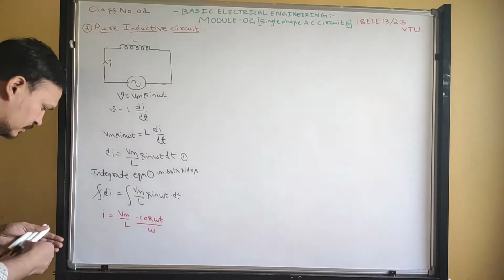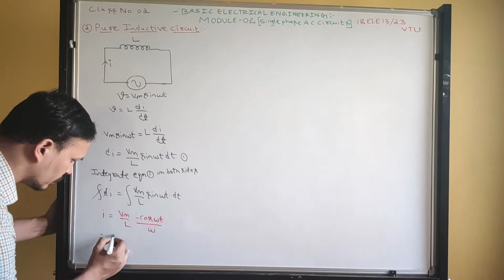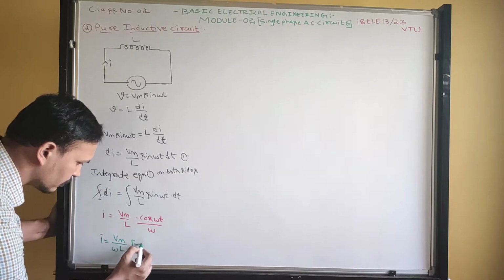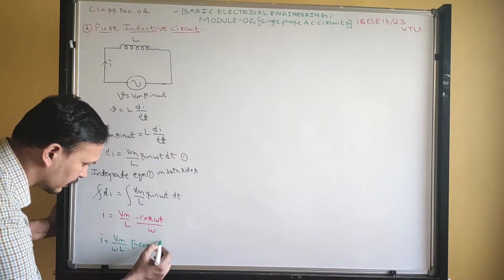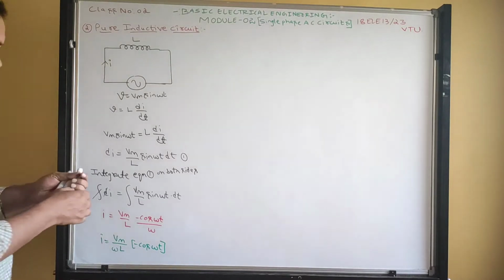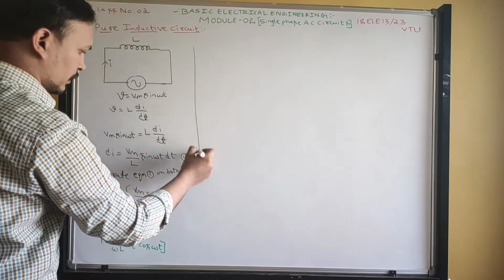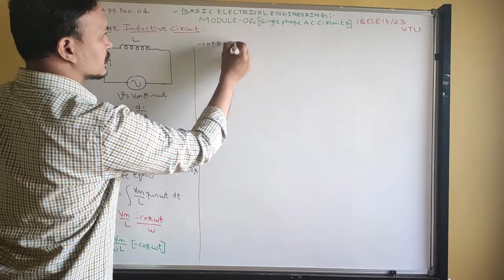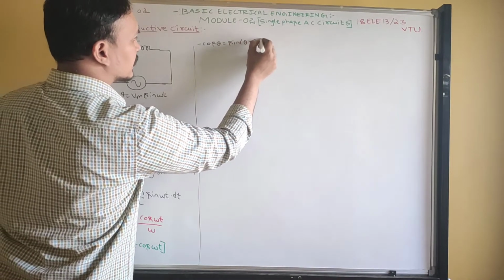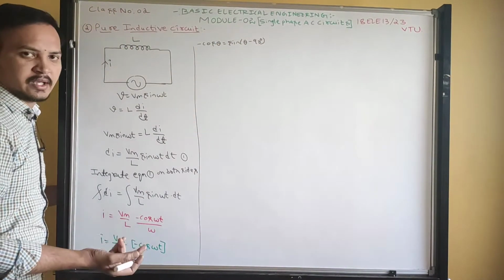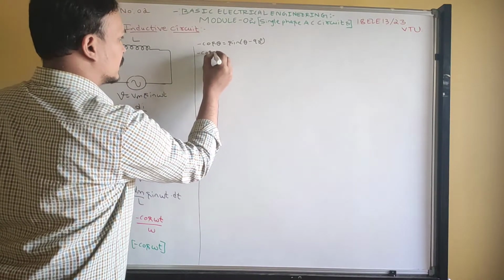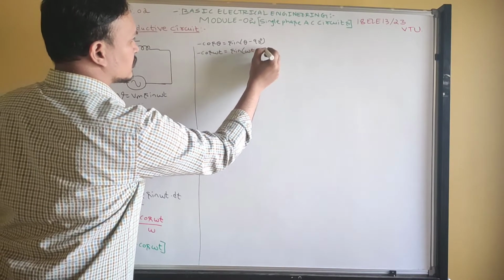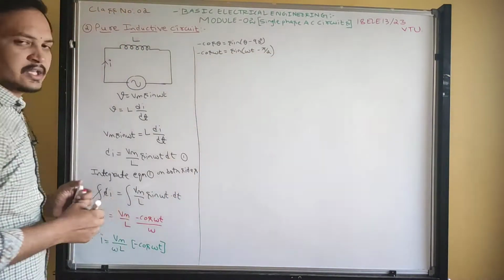So further I can write I is equal to Vm divided by omega L as one term into minus cos omega t. We know the trigonometric relation that minus cos theta can be written as sin of theta minus 90 degrees. In place of theta we have omega t. Therefore I can write minus cos omega t is equal to sin of omega t minus pi by 2.